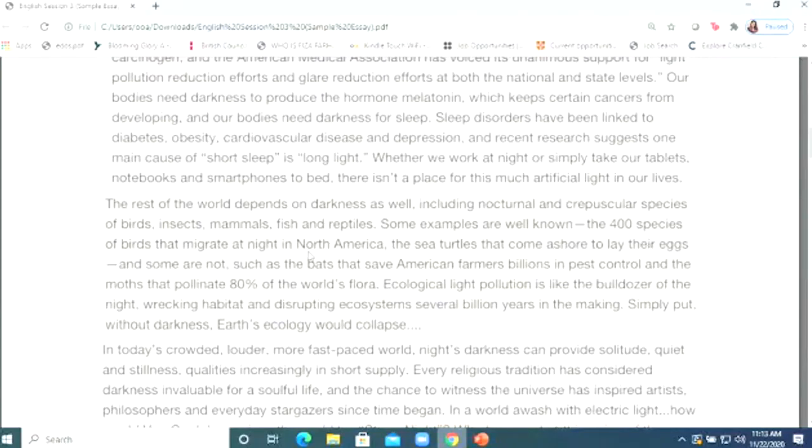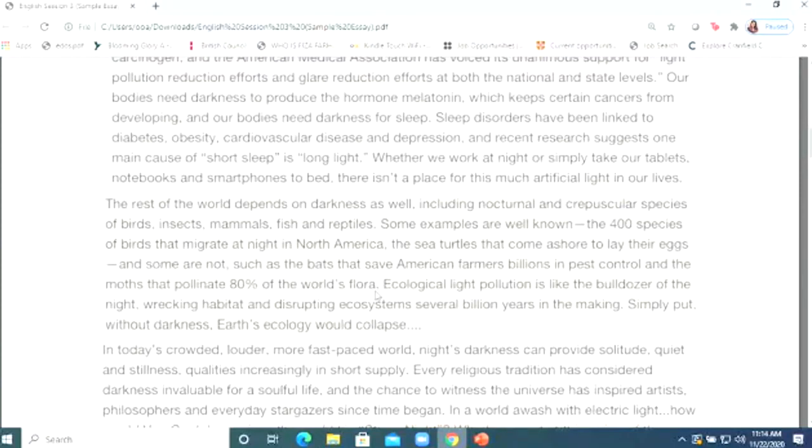The 400 species of birds that migrate at night in North America, the sea turtles that come ashore to lay their eggs, and some are not, such as the bats that save American farmers billions in pest control, and the moths that pollinate 80% of the world's flora. Ecological light pollution is like the bulldozer of the night.